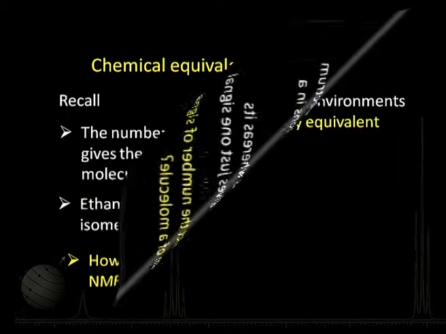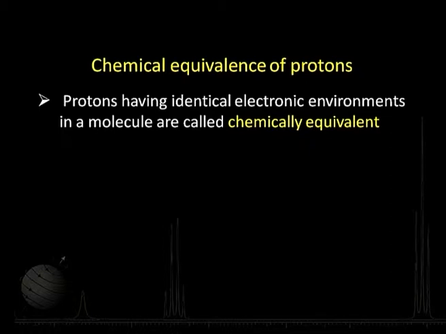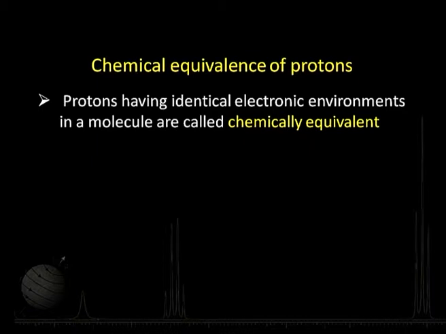We define chemical equivalence of protons as a set of protons having identical electronic environments, because we know that the chemical shift position of a given proton is determined by the electronic environment around it. So, all protons having identical electronic environments will have identical chemical shifts. That is the basic premise on which we define chemical equivalence of protons, or chemically equivalent protons.